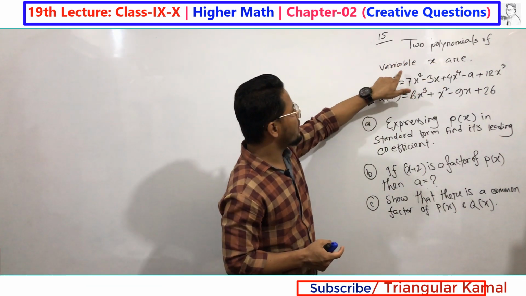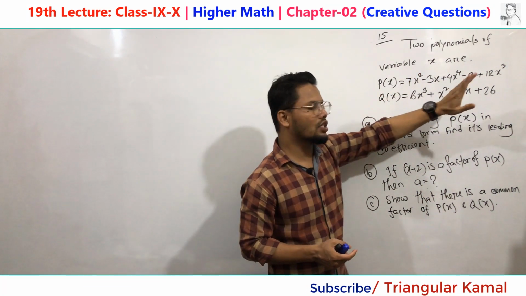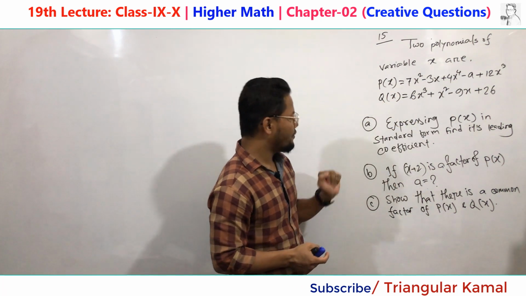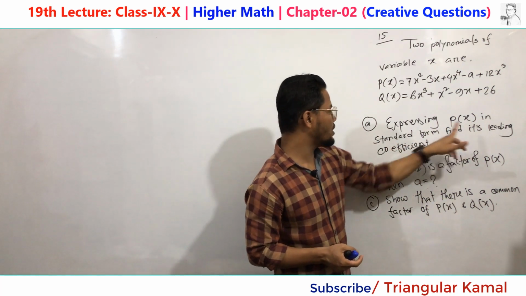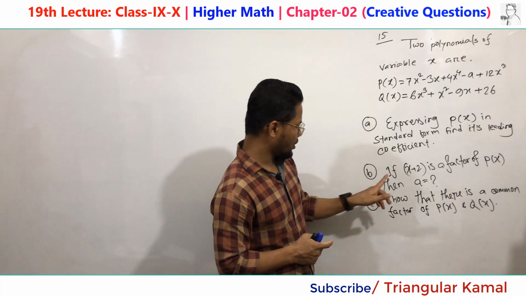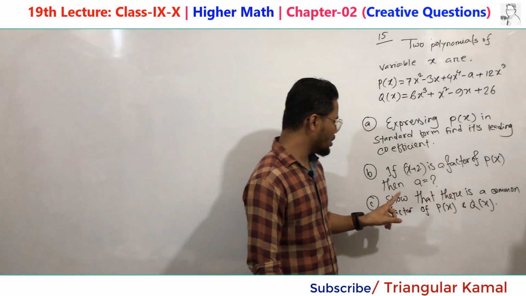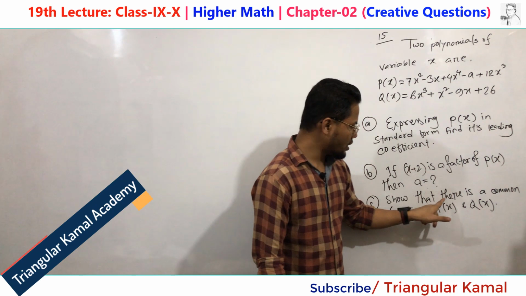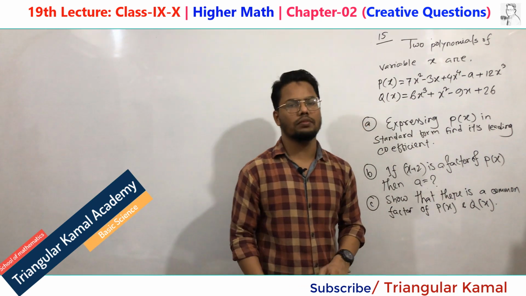Two polynomial variables x, p of x and q of x, are given. The first requirement here: express p of x in standard form and find its leading coefficient. So, leading coefficient or leading power. Okay. Number B: if x plus 2 is a factor of p of x, then a equals what? Number C: show that there is a common factor of p of x and q of x.